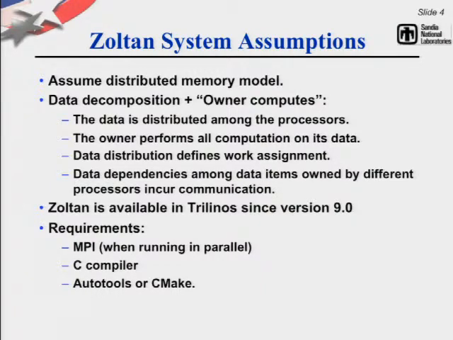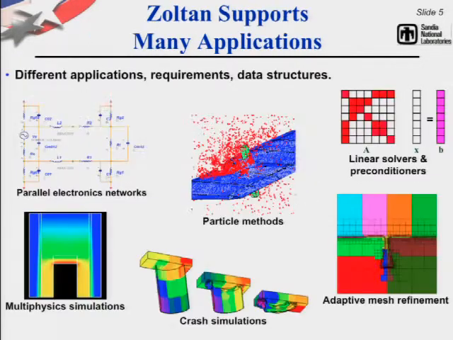So what do you need in order to run Zoltan? Well, you don't need very much. That's one of the nice things about it, that it doesn't have a lot of dependencies. You need a C compiler, a build system, AutoTools or CMake, and then, of course, if you want to run in parallel, you need MPI. That's really the standard for message passing.